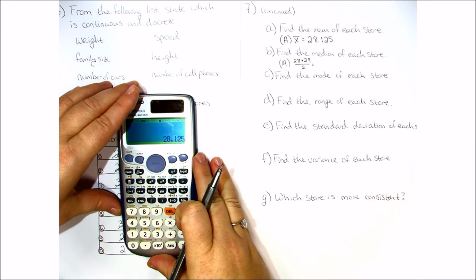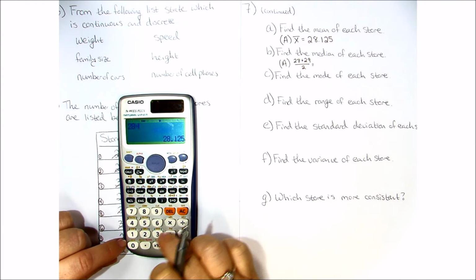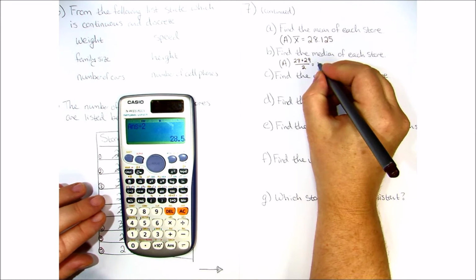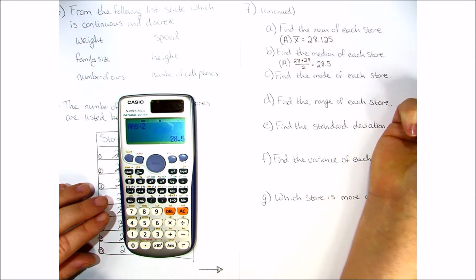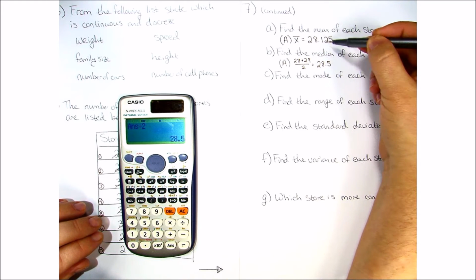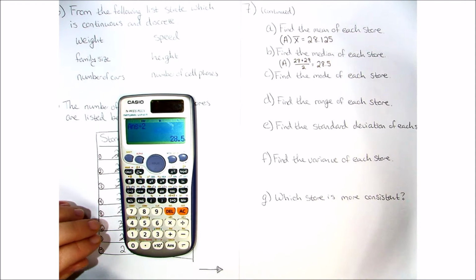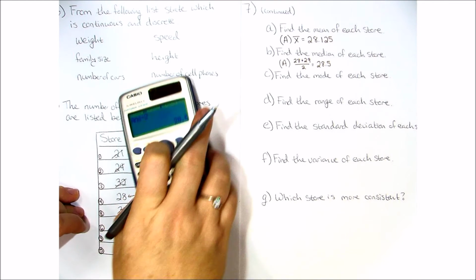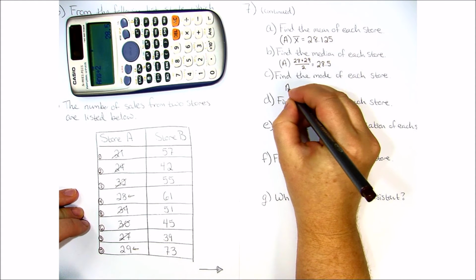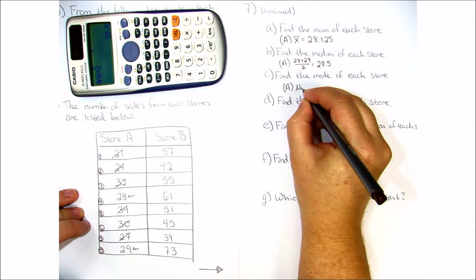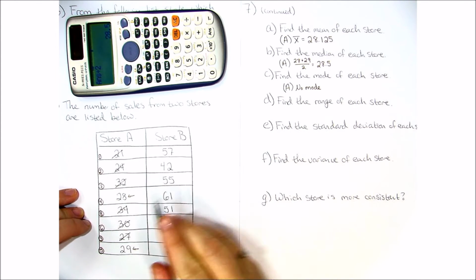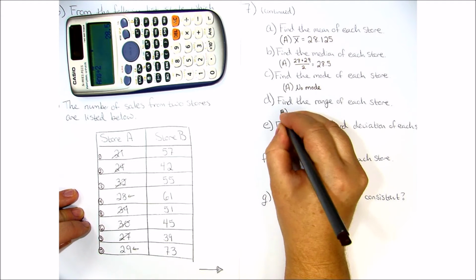So I'll get out my calculator, and I'm going to do 28 plus 29 equals, and then divide that answer by 2, and I get 28.5 is my median. Now if you see, this is 28.125 and this is 28.5, so the mean and the median are pretty close. Now find the mode of each store. The mode is the most frequent number, and I don't see a number repeated there. So the mode for store A is no mode.